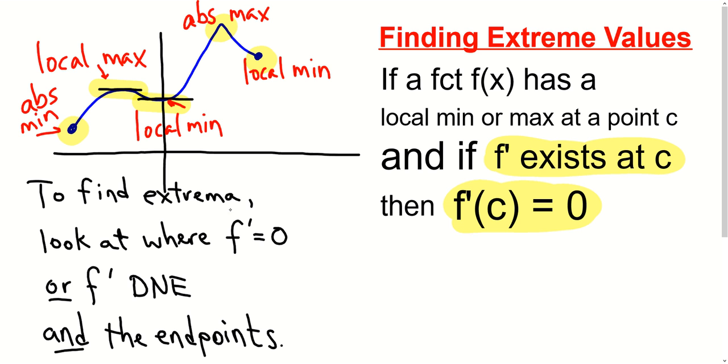So to find all the extrema, we have to look at where the derivative is 0. All right, got it. That would be those two interior points. We have to look at where the derivative doesn't exist, which is up here. All right, that is a possibility for extrema. In that case, it looks like an absolute maximum for sure. We also have to look at the endpoints. All right, so let's take a harder look at what that all means.